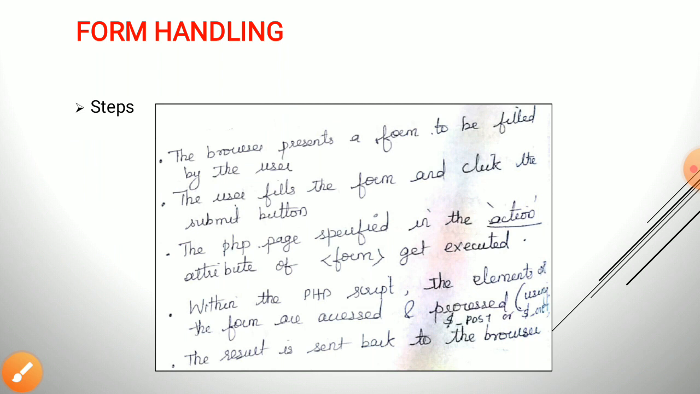So first, the browser presents a form to be filled by the user. Then the user fills the form and clicks the submit button. The PHP page specified in the action attribute of the form gets executed. Then within the PHP script, the elements of the form are accessed and processed, that we will discuss. The result is sent back to the browser, that is the last step.